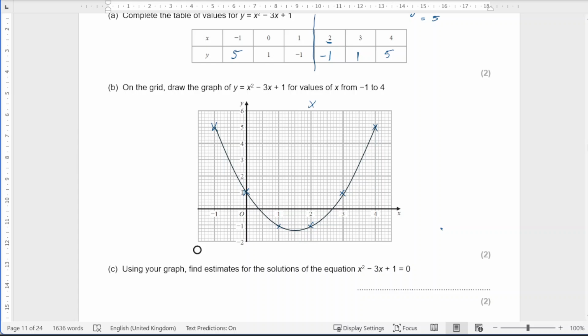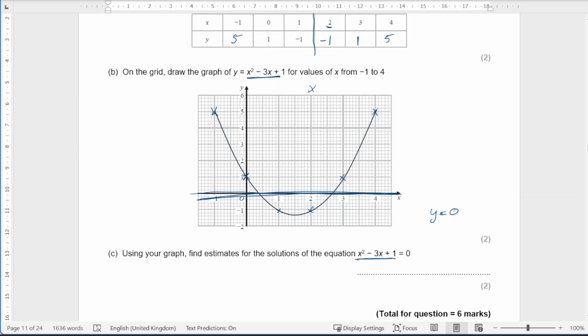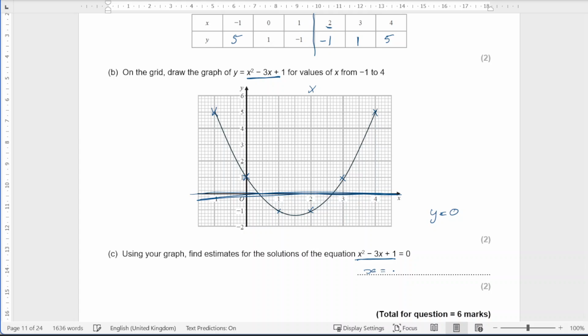Final part of this question, use your graph to find an estimate for the solution. Well, that's the graph, so it's asking us to make an estimate when y is equal to 0. y is equal to 0 is that line there. So I just need to work out the x values when they cross. So by my graph, x is equal to 0.4. That's that point there. And when x is equal to about 2.6, that point there.